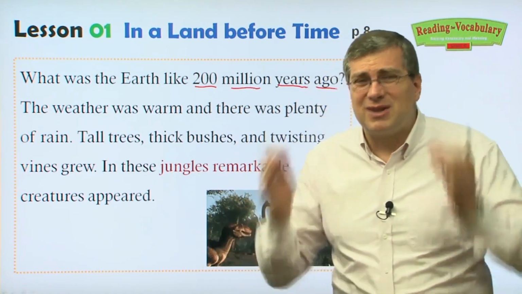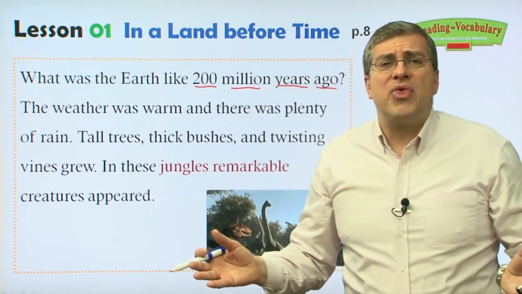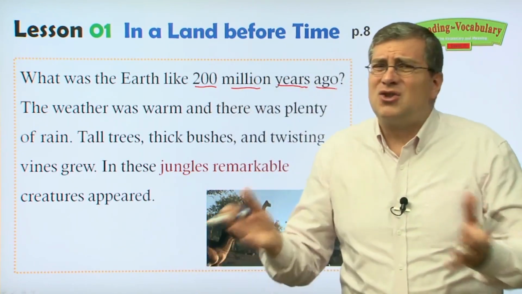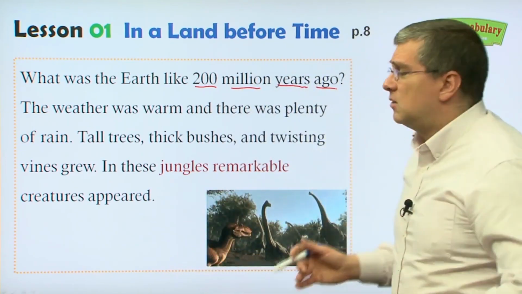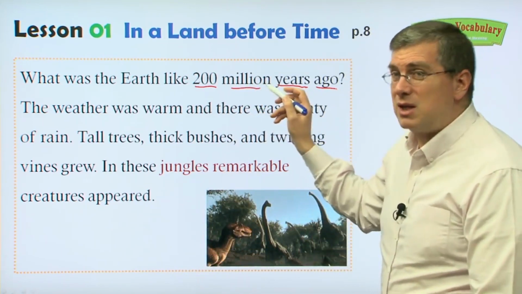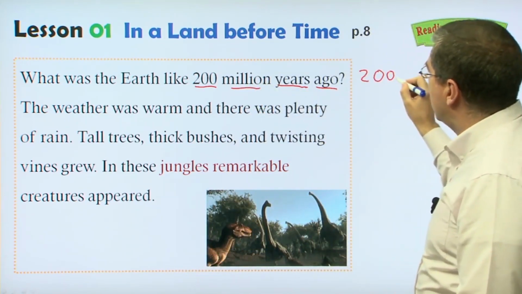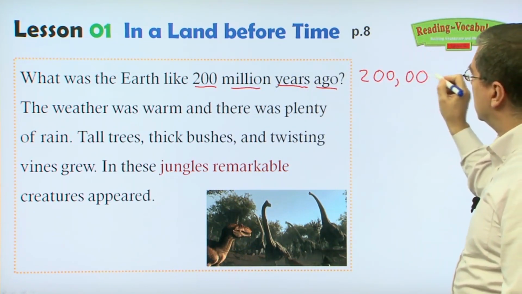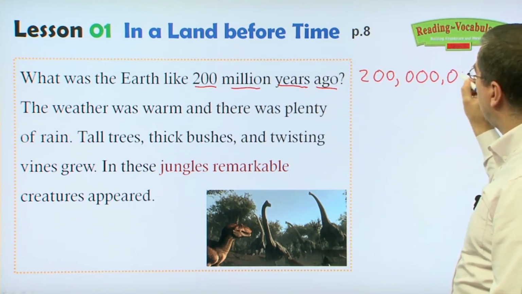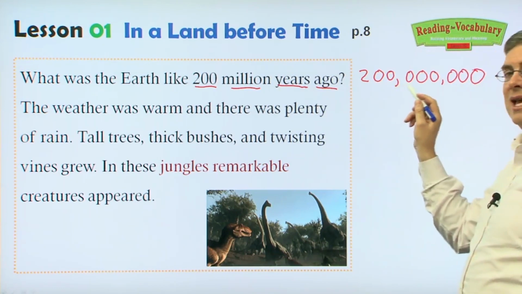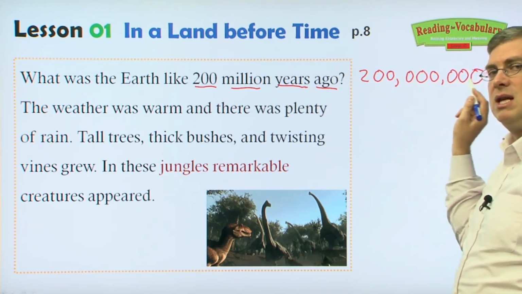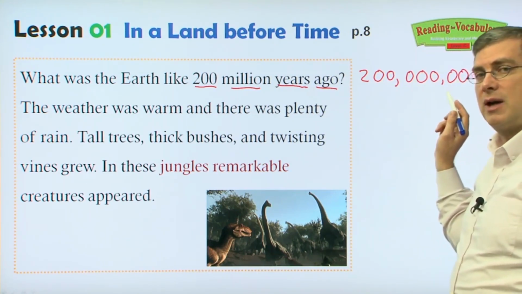200 million years? I can't even think about that. That's too much. But it's really interesting. 200 million years ago. How many zeros is that? That's 200. Then we have million. Oh my gosh, look at how many zeros I'm writing. 200 million years ago. It's a long time.